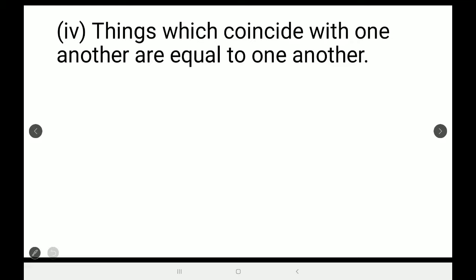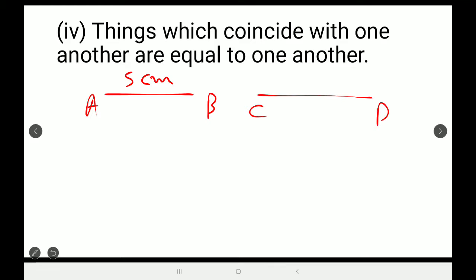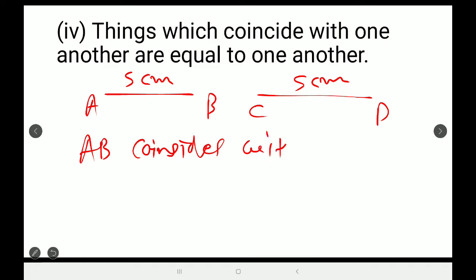Next, things which coincide with one another are equal to one another. You cannot directly understand what this sentence indicates, so let's understand by a small example. If I draw one line, say AB of 5 centimeters, and another line CD of 5 centimeters, we can say that AB coincides with CD. So we can write AB equal to CD.